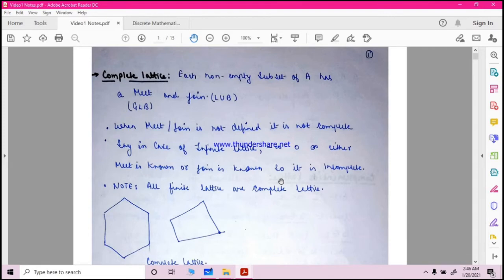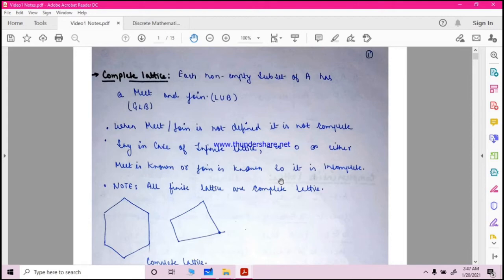In this section, I'll be teaching you complete lattice. What is a complete lattice? I have told you in this lecture how to find out whether a given poset is a lattice or not. If you can find out the meet and join in a particular poset diagram or Hasse diagram, you can simply say that this is a lattice. The definition goes like this: each non-empty subset of A has a meet and join, then you can simply say that this is a complete lattice. When meet and join is not defined, it is not complete.